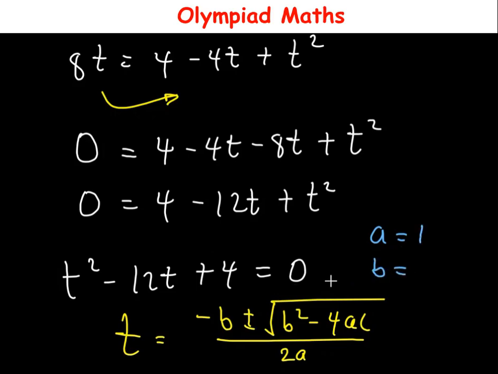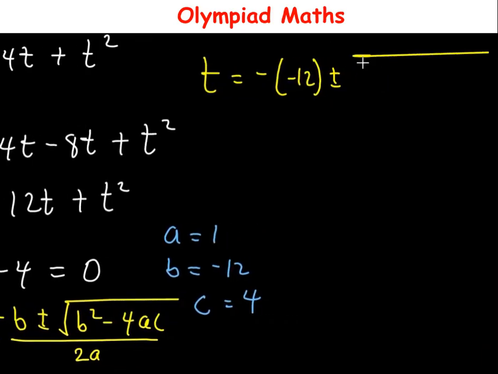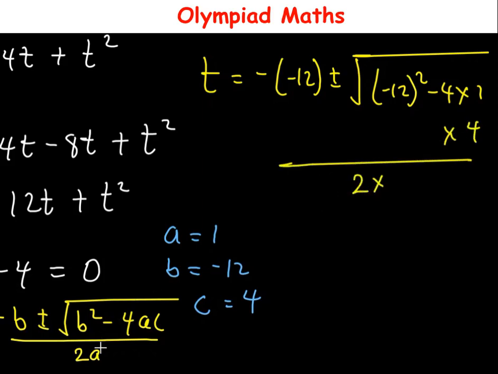The value of b is the coefficient of t, which is minus 12, while the value of c is the constant, which is plus 4. So to solve for the value of t, t is equal to minus b, which is minus 12, so minus 12 plus or minus the square root of b squared, which becomes (minus 12) squared, minus 4 times a, which is 1, times c, which is 4, all over 2 times a, which is 1.